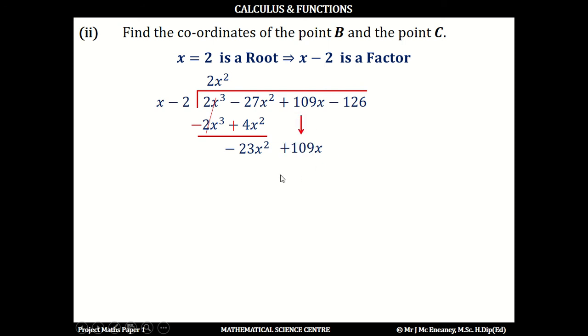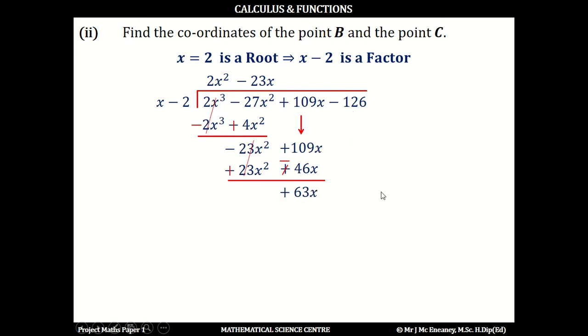So we're going to repeat those steps again. If you multiply x by minus 23x, this would give minus 23x squared. So we need to put a minus 23x on top. And then if we do that multiplication, x by minus 23x does give minus 23x squared. Minus 2 by minus 23x gives plus 46x. Again, the rule for long division is to change the signs. And what happens then is the x squared terms cancel. 109x minus 46x, this gives plus 63x.